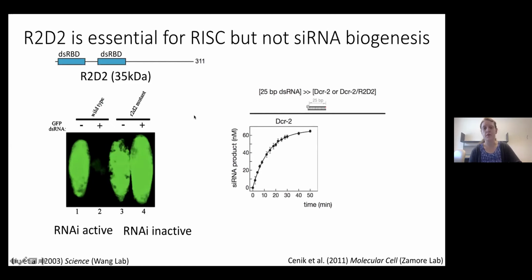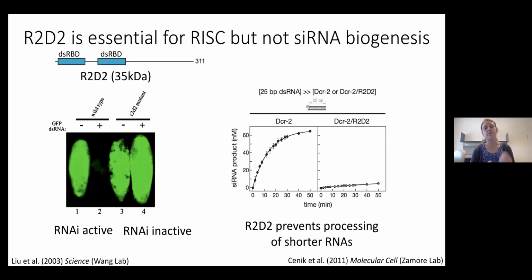And this can be seen through dicer2 on its own processing a very short double-stranded RNA at 25 base pairs, where we can see an additional siRNA product is produced. siRNA products are generally 21 to 23 nucleotides, so a very similar size to this double-stranded RNA. But if you add dicer2 and R2D2, we can now see that the amount of additional siRNA product is greatly reduced. So R2D2 prevents the processing of short double-stranded RNAs, essentially telling dicer, nope, you're no longer processing this RNA, we need to move it on to the next step.